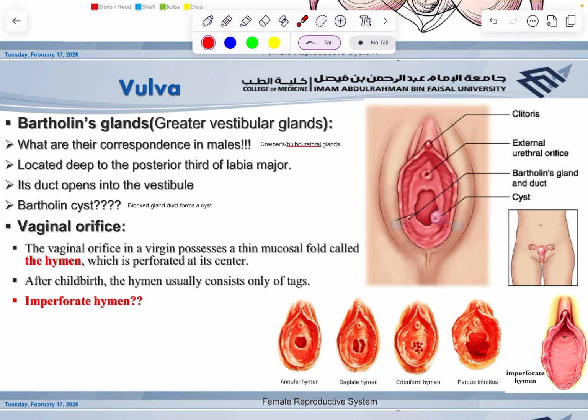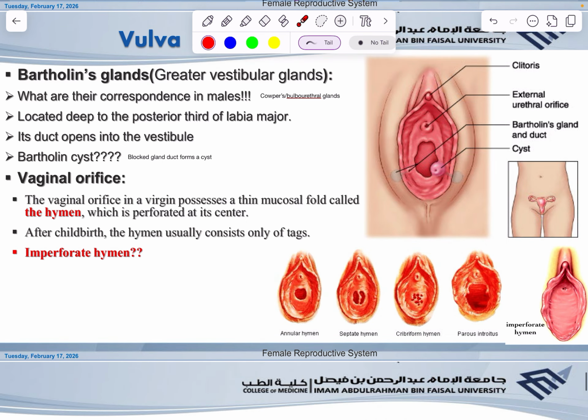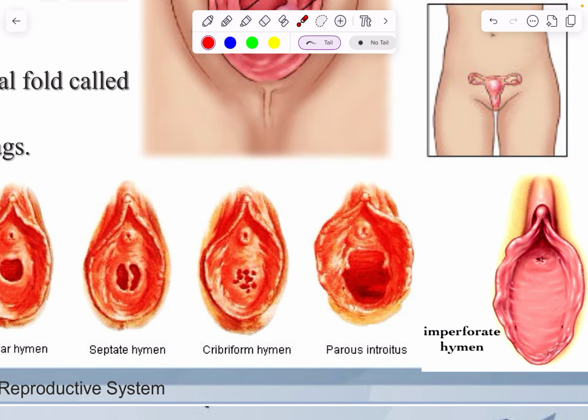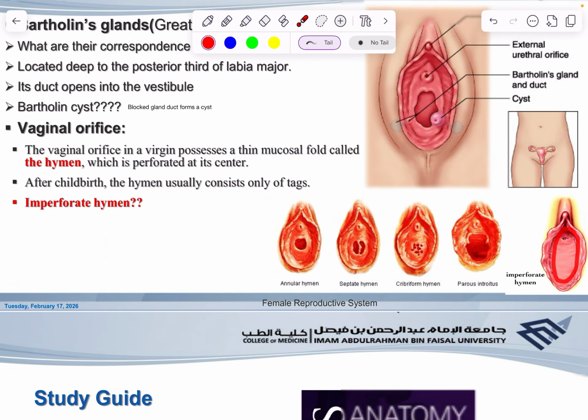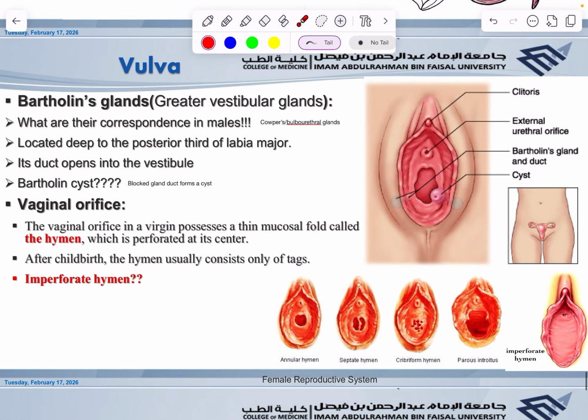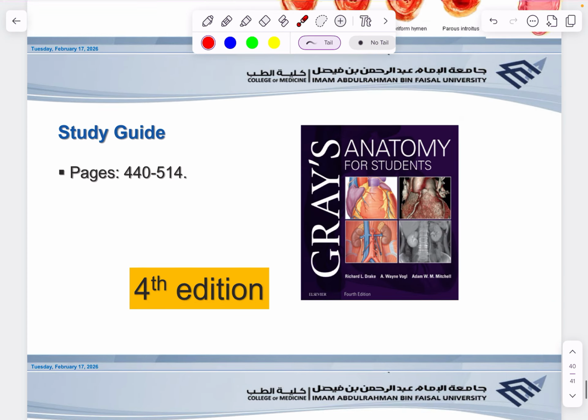Regarding the vaginal orifice, there is a mucosal fold, which is the hymen. Some people are born with it, some people are born without it. Anyway, it comes in many shapes. There's the annular hymen, and the most important clinically is the imperforate hymen. Here the mucosal fold completely covers the opening, so there are problems with menstruation, so usually there's some type of surgical intervention. And that's it, we've finished the lesson.